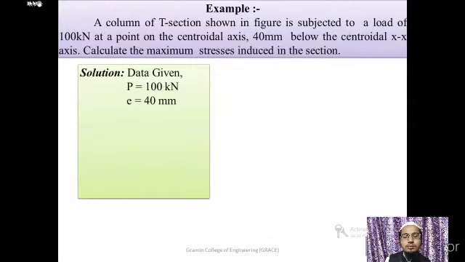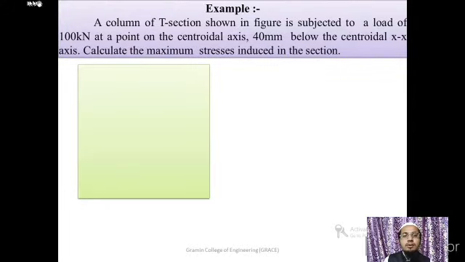Let's solve a numerical. So you can see the numerical. A column of T section as shown in the figure is subjected to a load of 100 kilonewton at a distance of 40 mm below the central axis. We have to calculate the maximum stresses induced in the section.